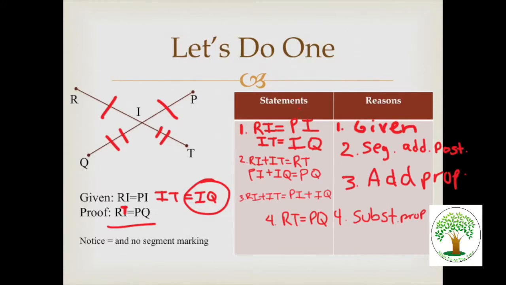Now that you've seen this, hopefully you can see how an addition property might work. If I have 2 things that are equal, I can add the left sides and the right sides to each other to make one long one. You know about the segment addition postulate, and you know about substitution. So that's 3 new things.